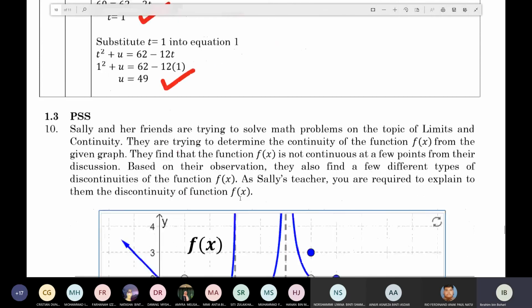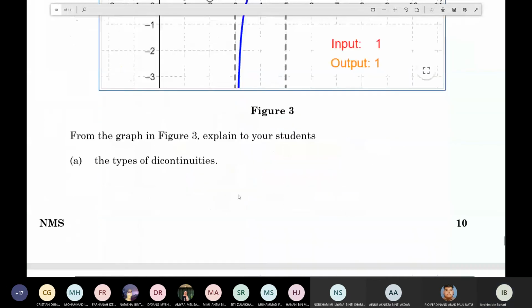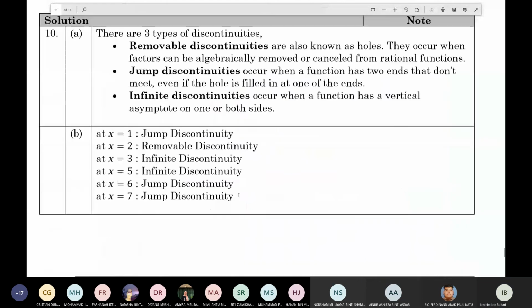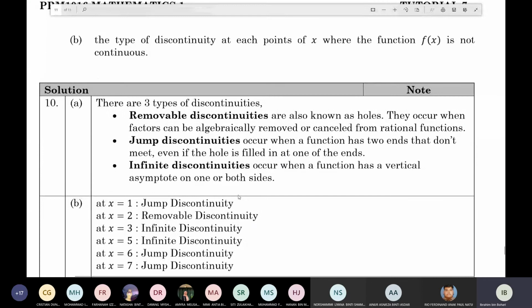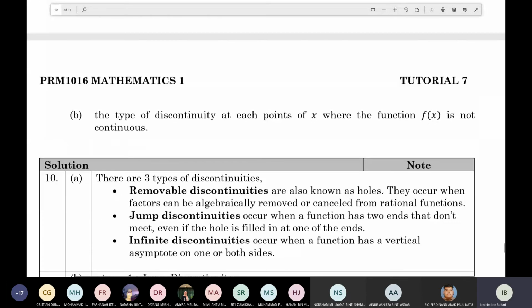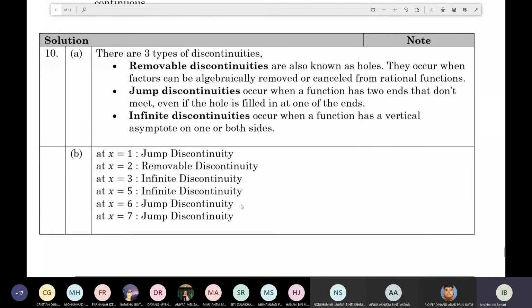Okay, question 10. Okay, question 10 sama, cek jawapan. Lepas ni saya tunjukkan. Ya. Question 10, types of the discontinuity. And second here, type of discontinuity at each point.